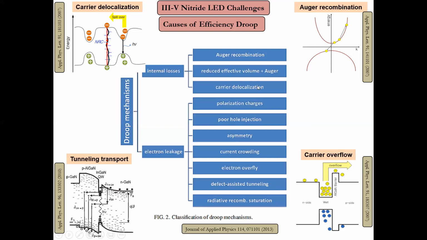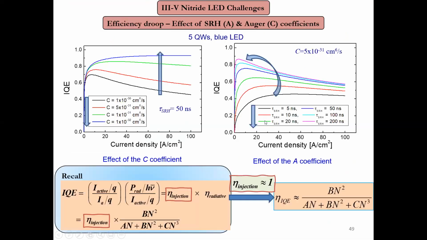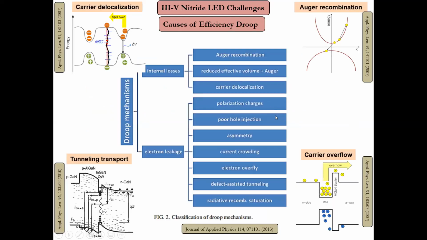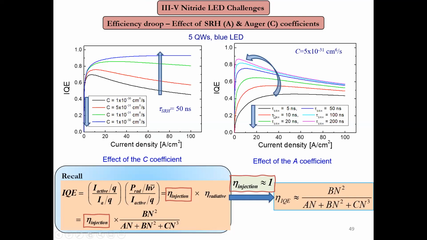So this is a range of other technical issues. Why do we have this droop, or decreasing energy efficiency? We have Auger recombination, carrier delocalization, polarization charges, and so on. We talked about carrier overflow. Auger recombination is the recombination of an electron and hole where the extra energy, instead of being released as a photon, is taken up by another carrier, and so on. Again, a lot of factors control internal quantum efficiency. This C parameter controls Auger. This A parameter also relates to SRH that we just talked about, SRH and Auger.